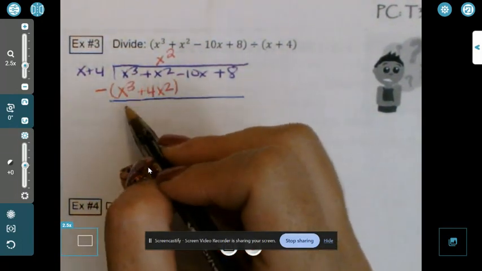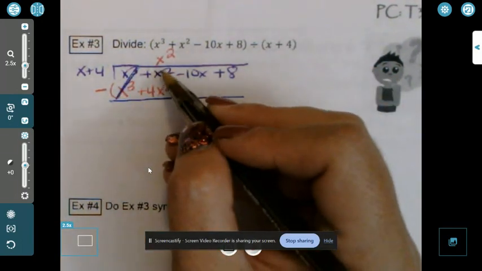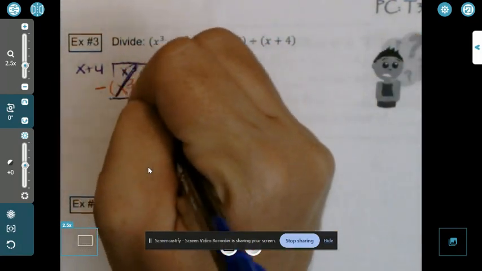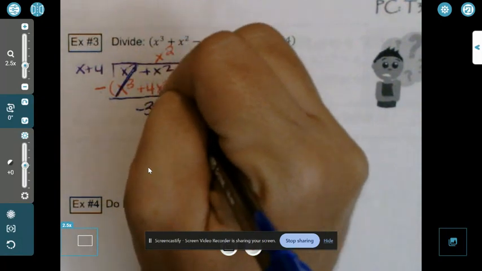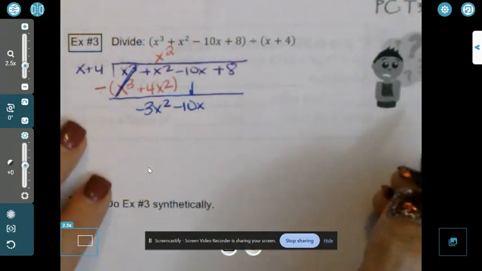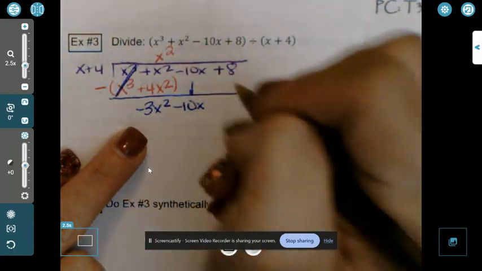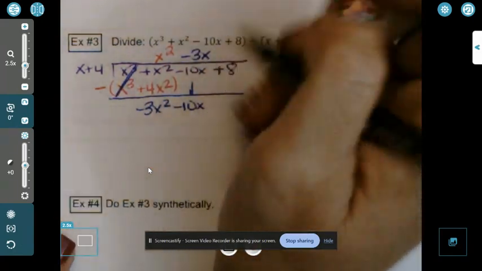x cubed minus x cubed, which does cancel. That's the whole point. But it's x squared minus 4x squared. So that's going to give me negative 3x squared. All right, bring down your 10x, your minus 10x. So now x times what gives me negative 3x squared? Negative 3x. So now we're going to multiply.